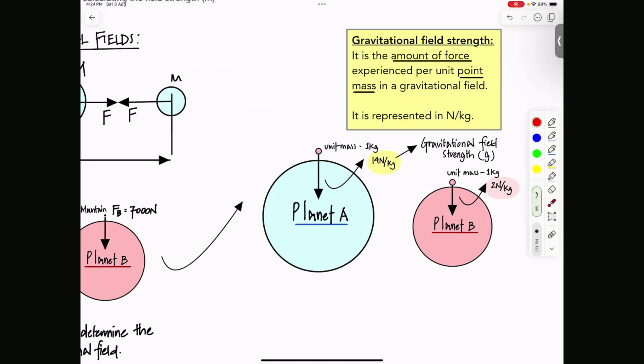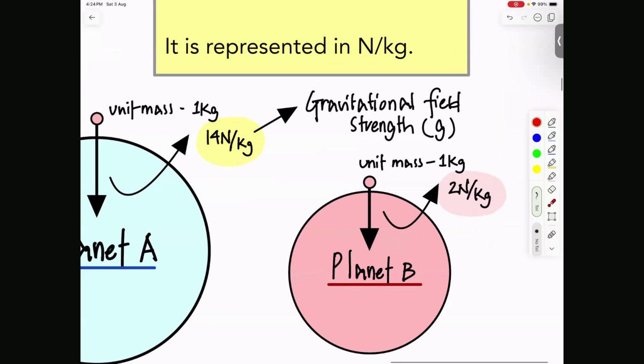In the definitions in your syllabus, always add the point mass, because masses can be random shapes and sizes, so we will assume a point mass. So it is the amount of force experienced per unit point mass in a gravitational field. The unit is Newton per kilogram. This quantity is called gravitational field strength. And from now onwards, whenever we want to compare gravitational fields, we will compare these values.